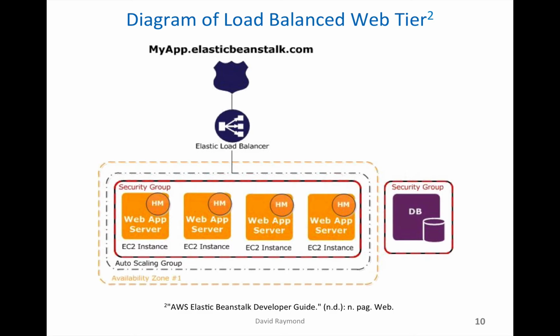You have a Route 53 DNS server that is associated with your URL, which is mapped to the Elastic Load Balancer. The Elastic Load Balancer spreads requests across many web app servers that are EC2 instances, and those instances are secured with a security group and are within an auto-scaling group. They're typically in an availability zone, but they can be spread over many availability zones, not just one.